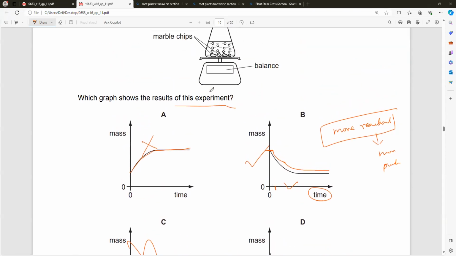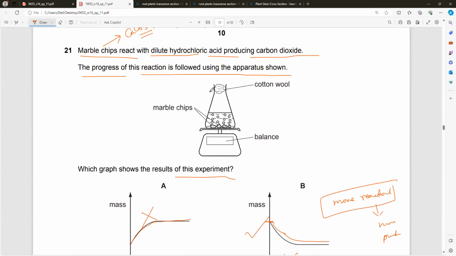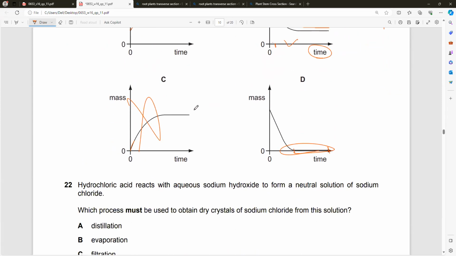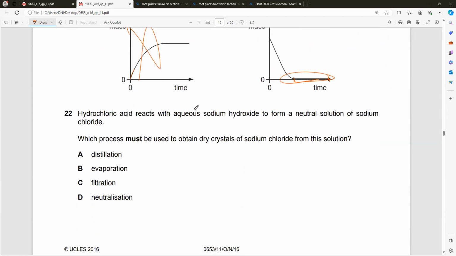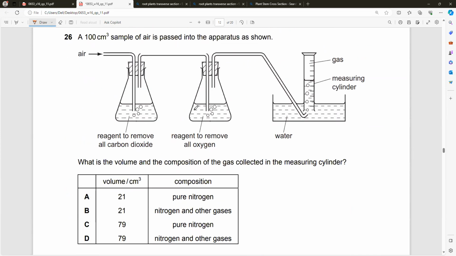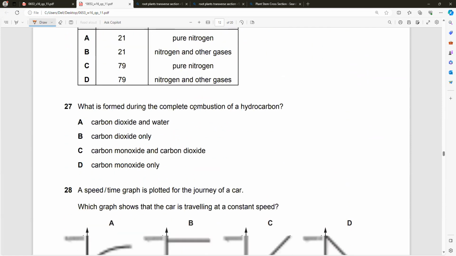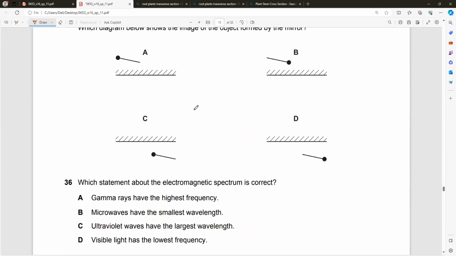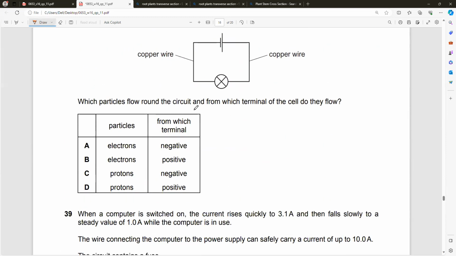So for any rate of reaction, please remember, at the beginning it is maximum, and as time goes on, it will become stagnant at a particular level. So that's what you have to make. Everybody clear? Yes, please. So now, next one is an electricity question.